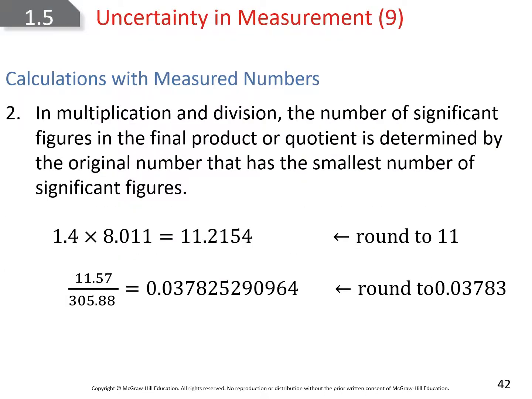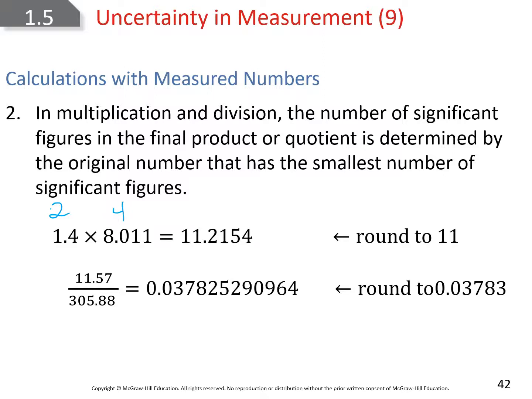Okay. All right, multiplying and dividing, we are no longer limited to just the numbers after the decimal. We look at all the numbers involved and find the one that has the least amount of significant digits overall. So here, 1.4, that has 2 significant digits. 8.011, how many significant digits do you think it has? Basically, does that 0 count or not? The answer is yes, it does, because it's a captive 0. So 8.011 has 4 sig figs.